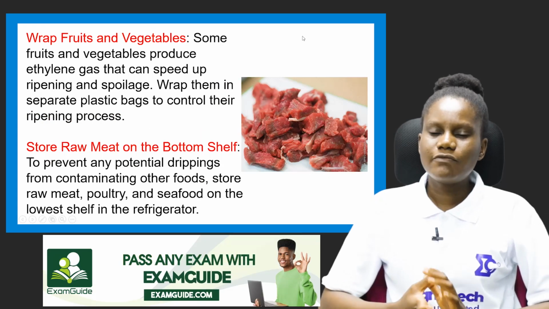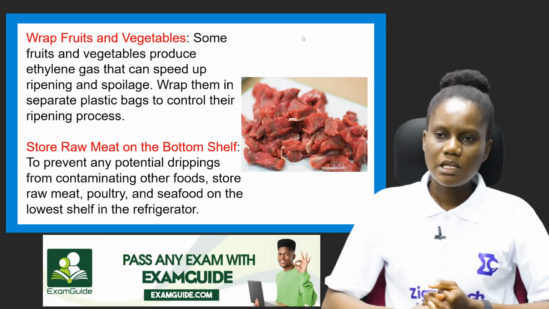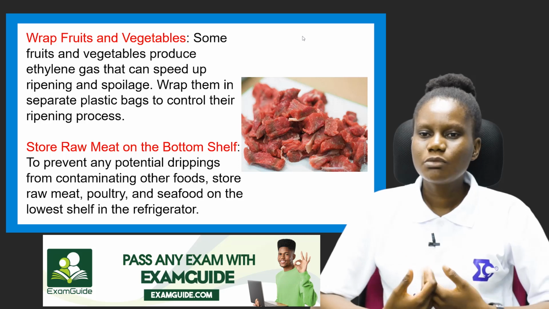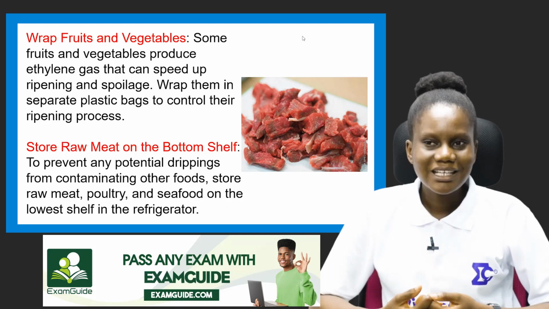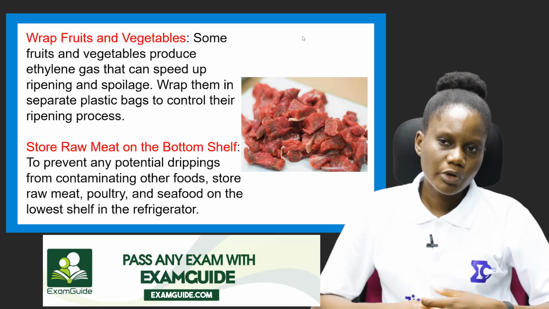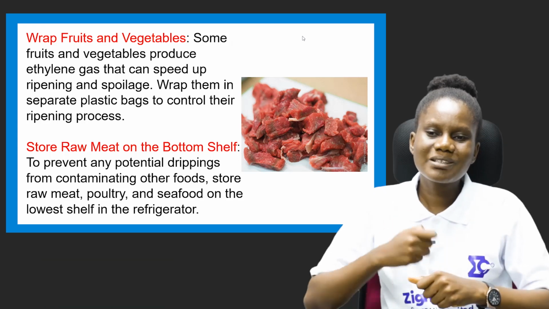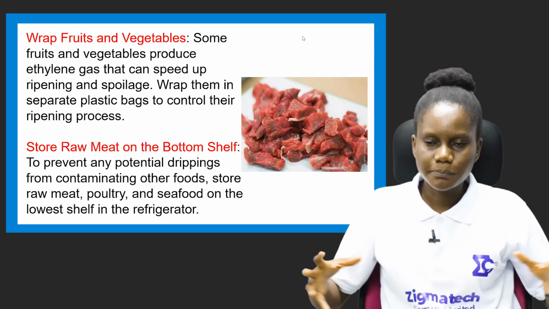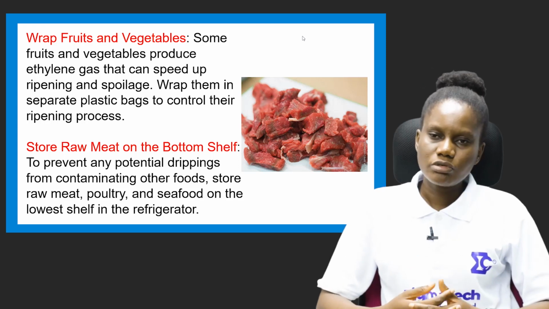So wrap fruits and vegetables. That's another one. Some fruits and vegetables produce ethylene gas that can speed up ripening and spoilage. So wrap them in separate plastic bags to control the ripening process.